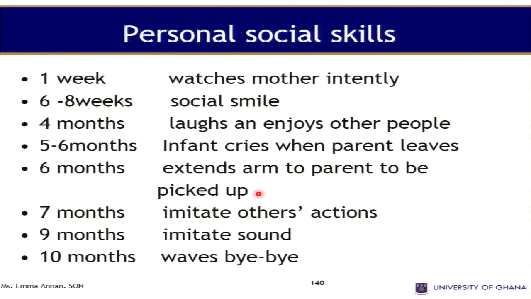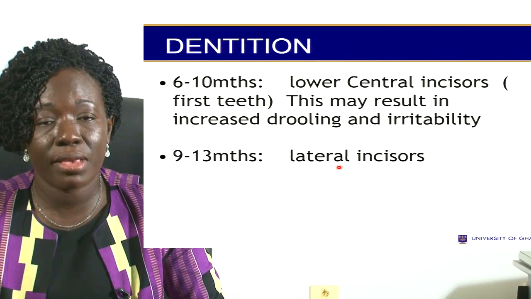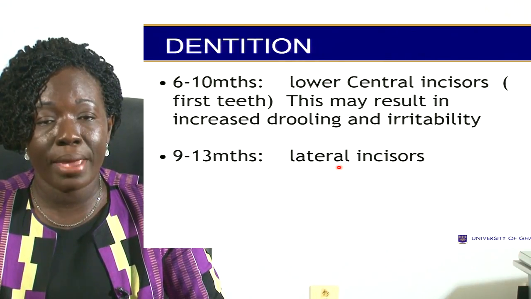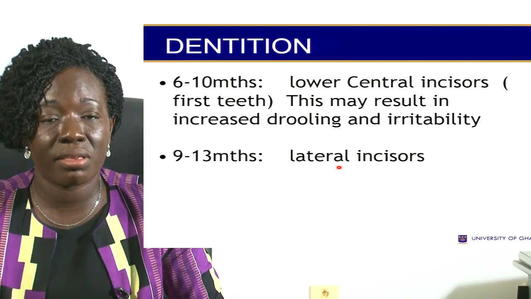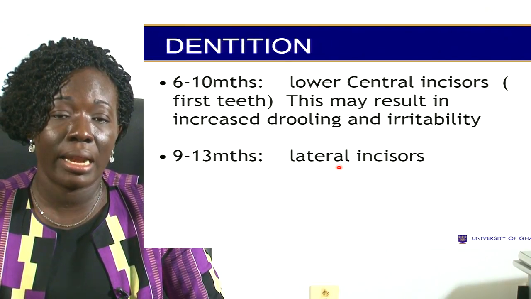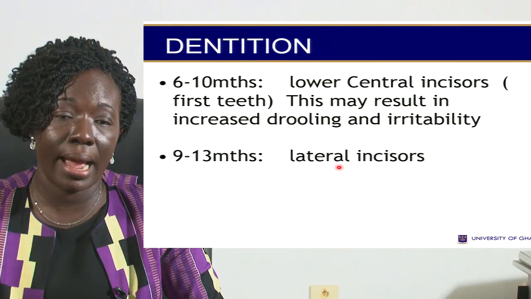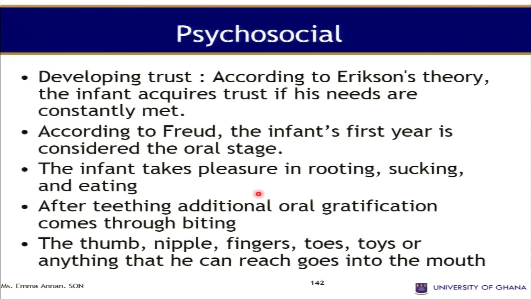Then at 6 months, they extend their arms to the parent to be picked up. At 7 months, they imitate others' actions. At 9 months, they imitate sounds. And at 10 months, they wave bye-bye. From 6 to 10 months, the lower central incisors also appear, and this may result in increased drooling and irritability. At 9 to 13 months, the lateral incisors appear.